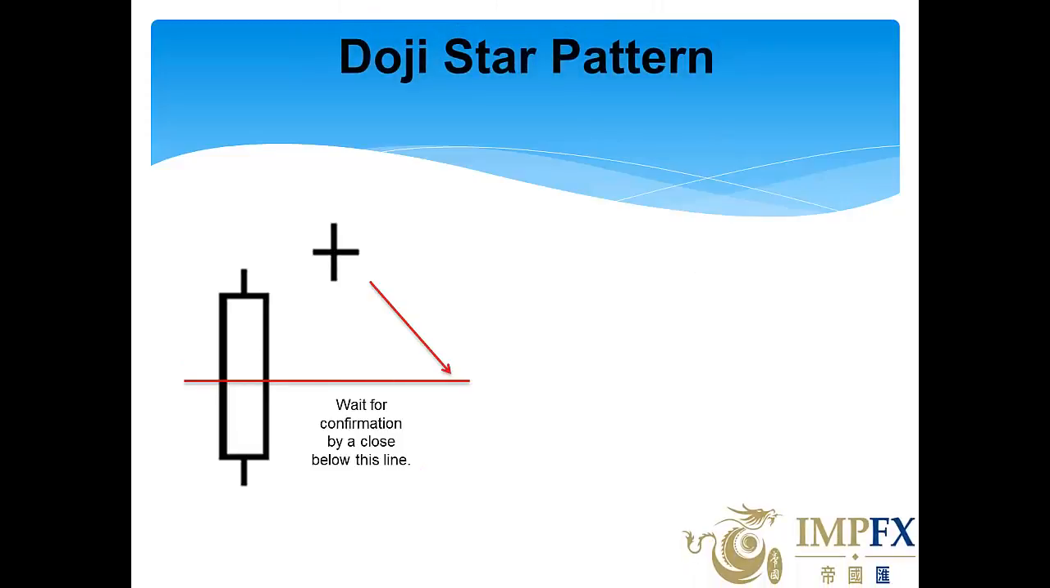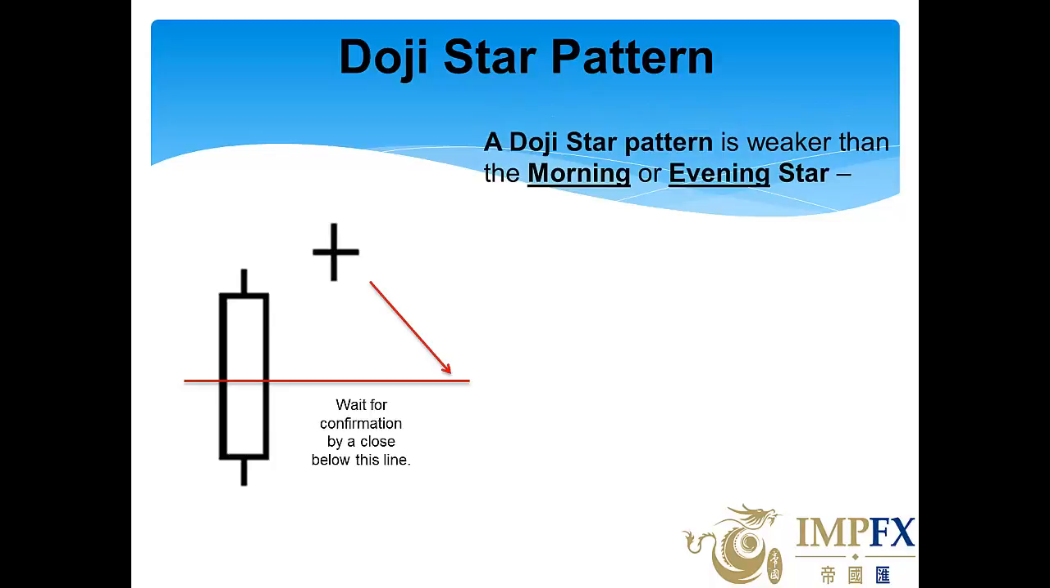A Doji star pattern. A Doji star pattern is weaker than the morning or evening star. The Doji represents indecision. So when you're trading and you see markets, whether the time frame is 1 hour, daily or weekly, and you get this Doji pattern coming through, always remember it's indecision in the market. The market's not sure whether to continue on from the trend. So if you had a few candlesticks going up and then you get a Doji, it just represents that the market's indecisive in terms of going any further.